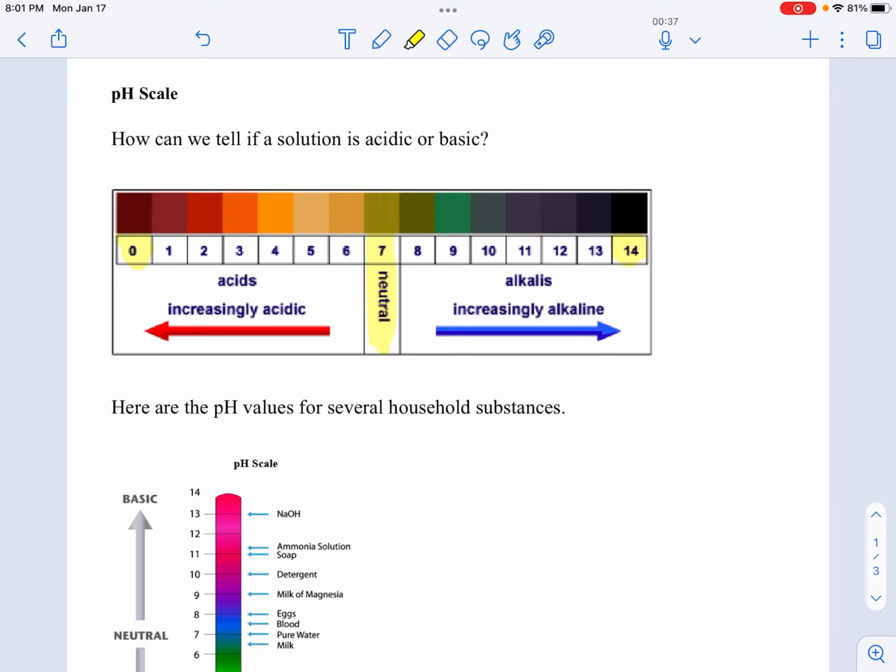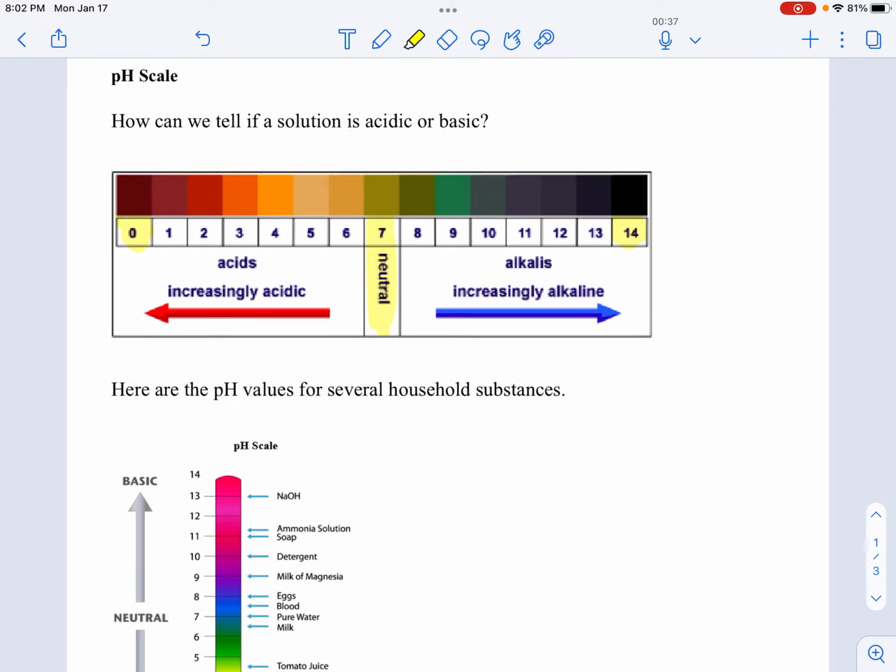Another aspect I would like you to look at is that the further you get away from 7 on the left side, the more acidic you become. On the right side, the further you get away from 7, the more basic you become. They have some arrows at the bottom that show increasing acidity and increasing alkalinity. So take a look at the next diagram here.